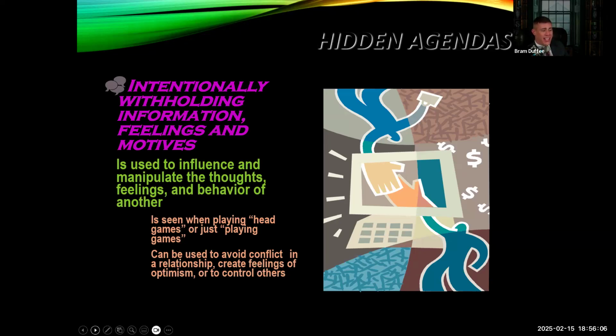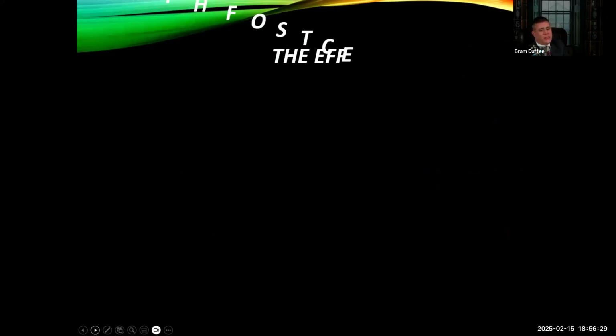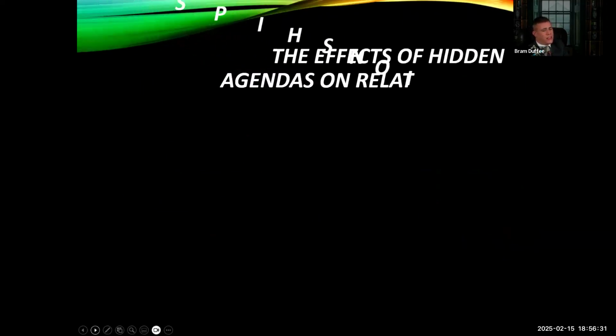So, spotting and addressing these hidden motives is important because it allows you to open up your relationship with the other person, so that you can talk to them about these kinds of things, and the kinds of words that you use when you talk together. So the next slide talks about the effects of these hidden agendas on relationships.